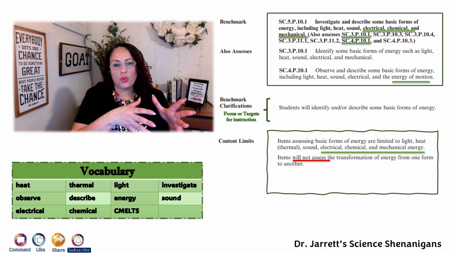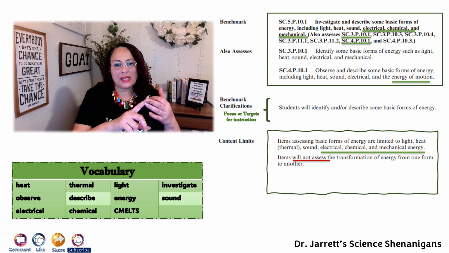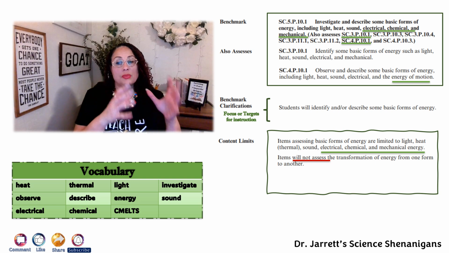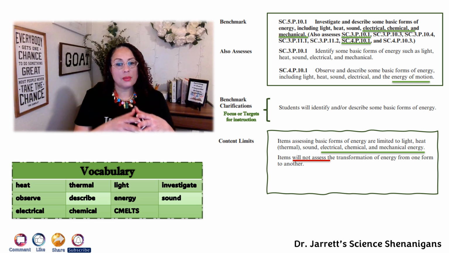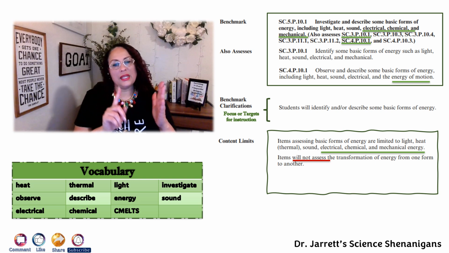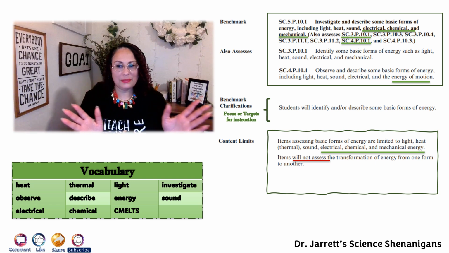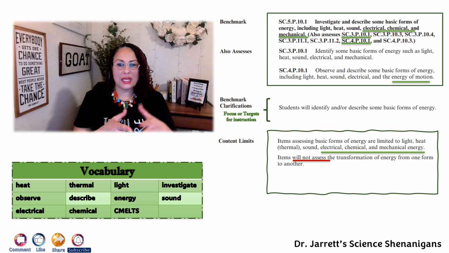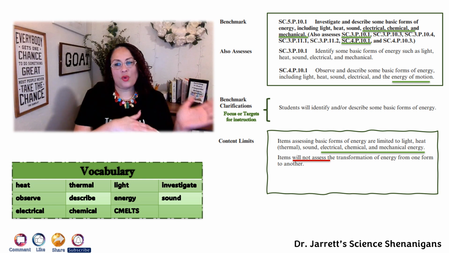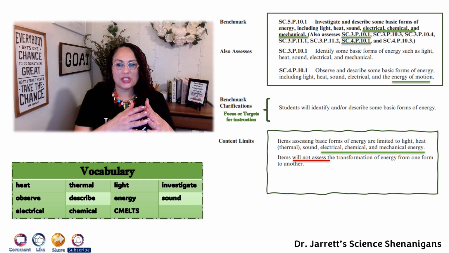And in 3rd grade, they would have learned about some basic forms of energy: light, heat, sound, electrical, and mechanical. In 4th grade, they would observe and describe some basic forms of energy, including light, heat, sound, electrical, and energy and motion. And so when we talk about energy and motion, that is going back to the mechanical energy, which is potential and kinetic energy. But they don't call it that in 4th grade. They call it energy of motion.